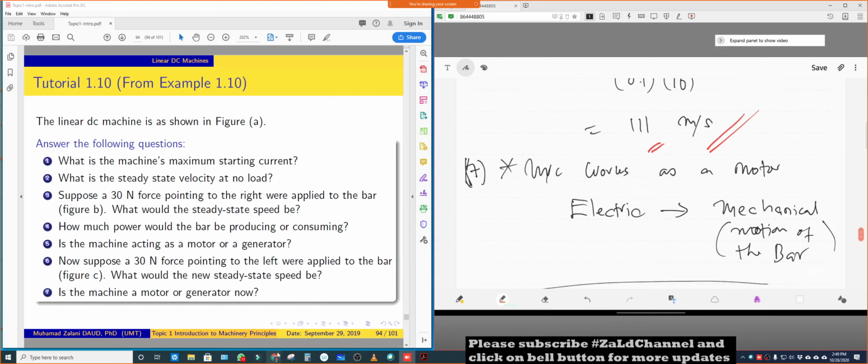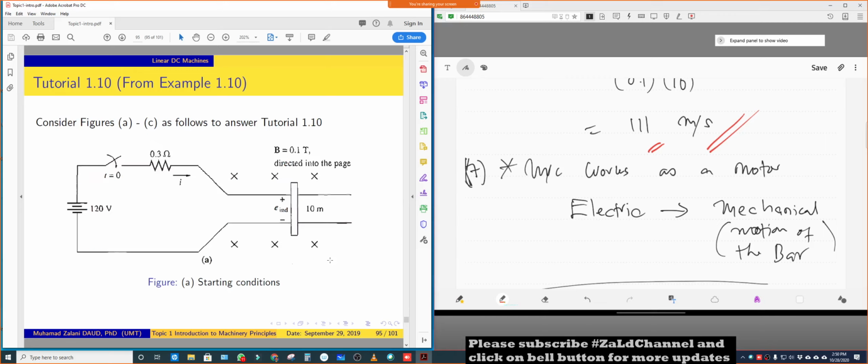So this machine is now working as a motor. To answer this question number 7, this machine is now working as a motor. The concept was easy. If we see this figure, once this machine has achieved the no load speed, it depends on us how we apply the force.